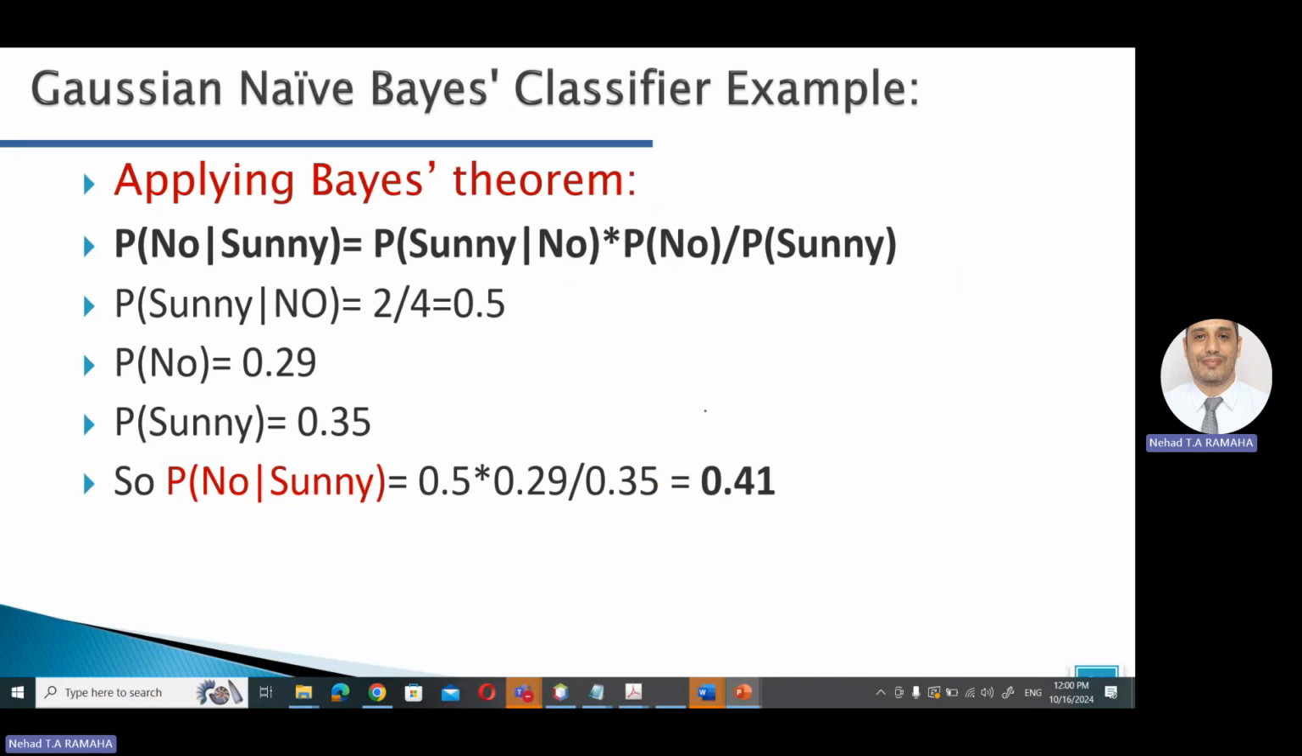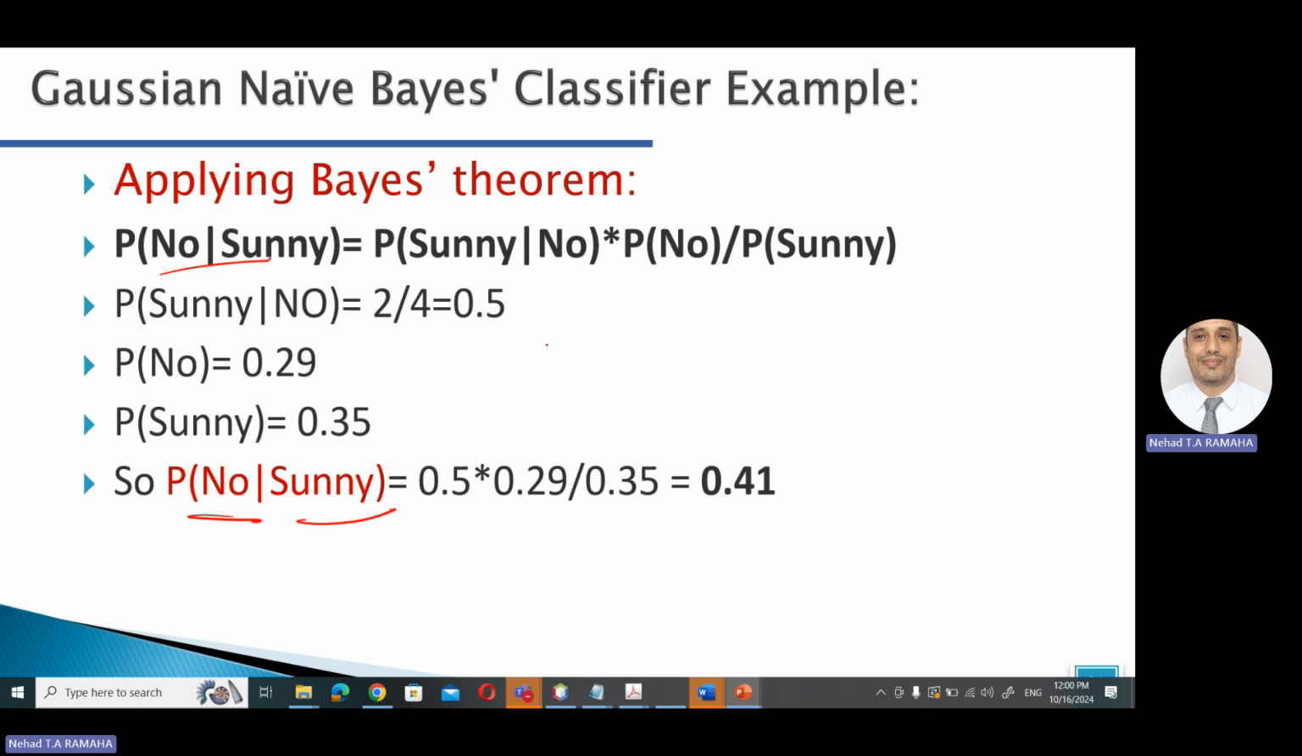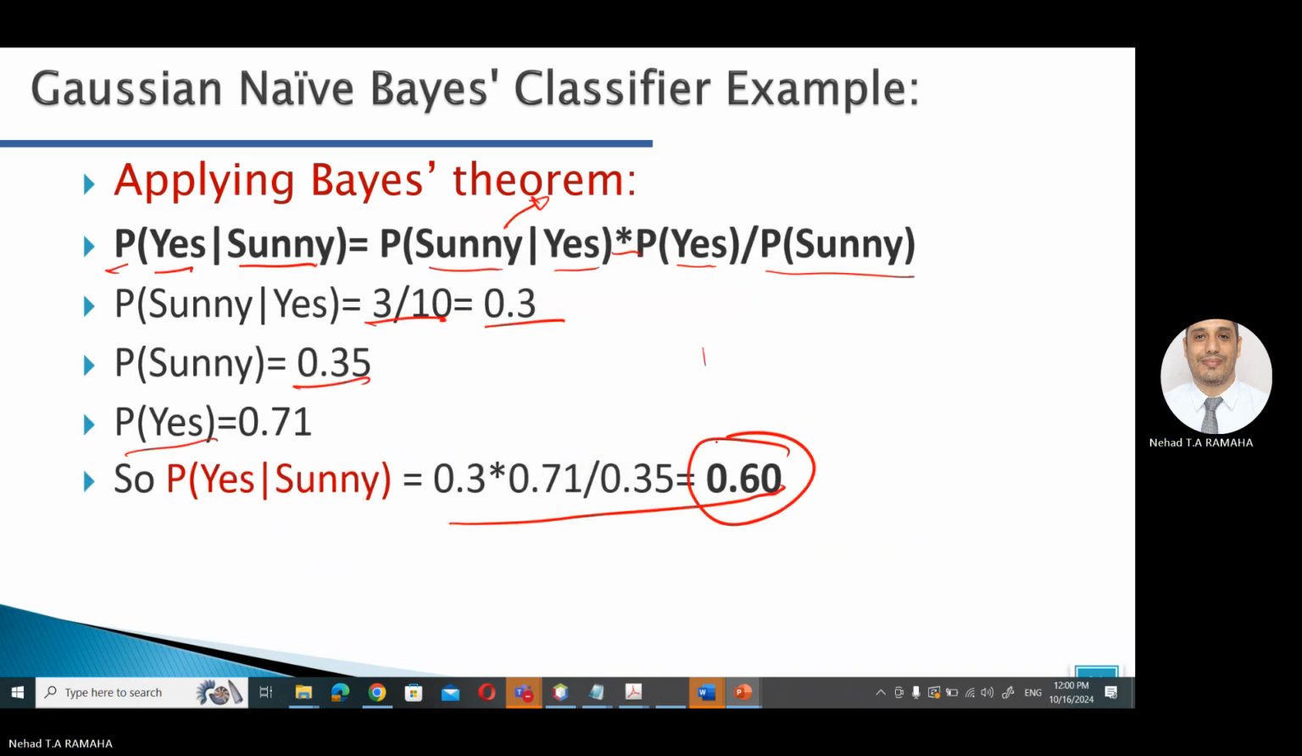Okay, the same after the calculation for no and sunny. This is for yes, that one. This is for no and sunny. So we get 0.4 and 0.6. So will you play or not? Most probably yes. Okay.